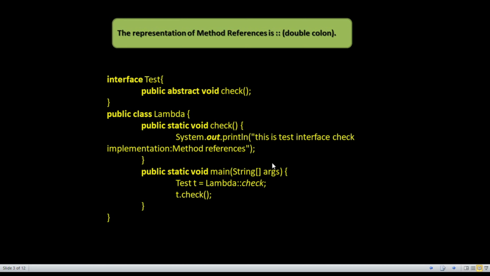In this example we have one Test interface. Inside the Test interface is one abstract method named check. Inside the main method we define Test t equal to Lambda double colon check, where t is a reference data type of the Test interface, Lambda is a main class, double colon is a representation of method reference, and check is a method name.